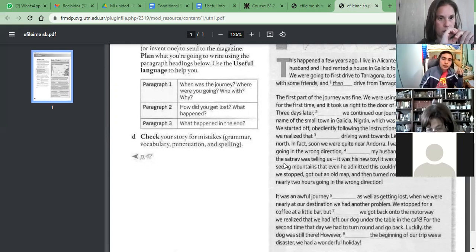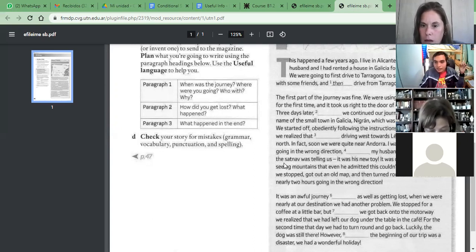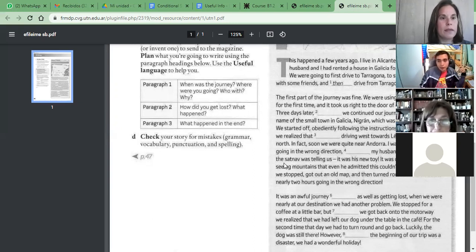A couple wanted to go to Galicia because they rented a house for the summer holiday, but after 3 days of staying in their friend's house, they ended up near Andorra because the husband trusts the sat nav more than his wife. Yes, that's all. Okay.